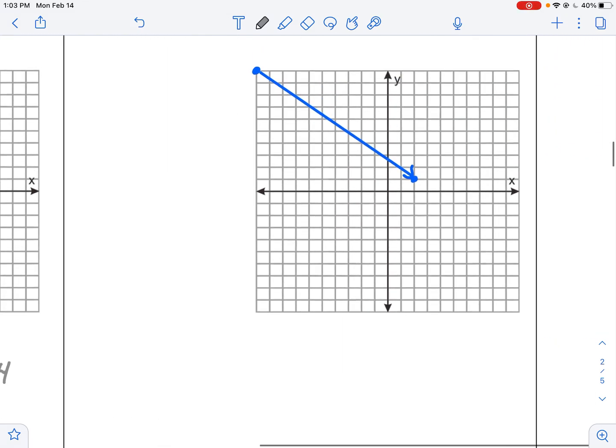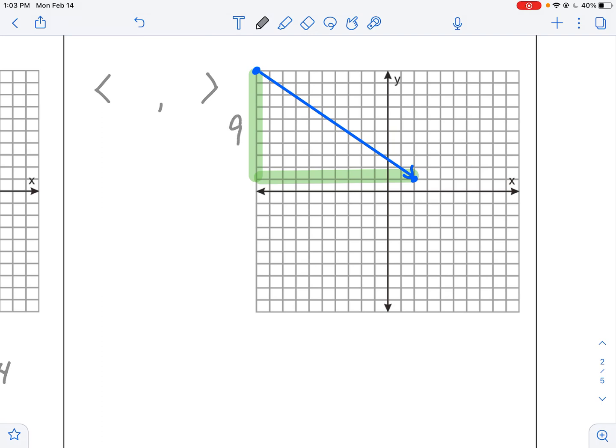Let's try another one. I'll help you get started. First thing you should identify is your horizontal and vertical components. Write your vector in its component form. And then once you've got that in component form, I would identify the magnitude, Pythagorean theorem, and your direction. So let's pause the video, find those, and then unpause when you're done to check your work.